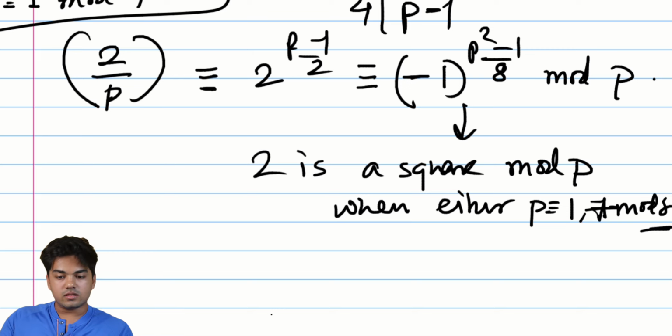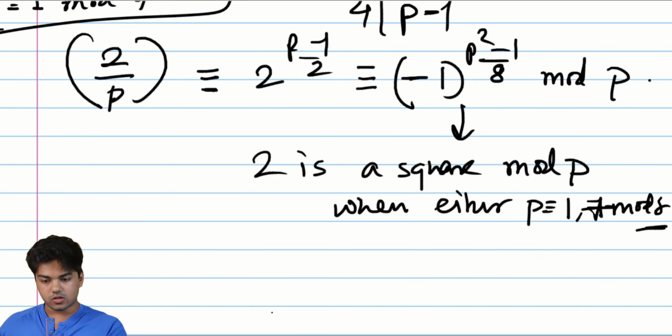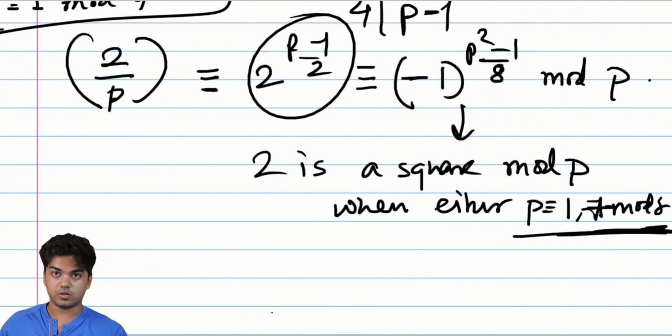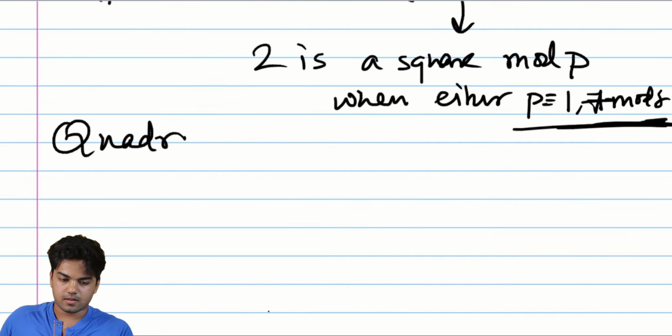And similarly, 2 is a square mod P if P is either 1 or 7 mod 8. That's a linear congruence. It's also very explicit. It's very easy to check whether P is 1 or 7 mod 8. It's a very simple check. It's very quick, much quicker than seeing what this is mod P, right? That's why these results are so powerful. So without further ado, quadratic reciprocity.